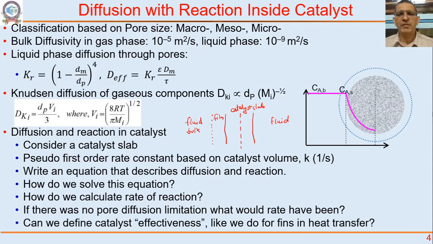Because of symmetry, we can only look at one half of this catalyst. We don't have to look at both the halves. I want you to write down an equation that describes diffusion and reaction inside this catalyst. How do we solve this equation and how do we calculate the rate of reaction? These are the considerations that we are going to make.